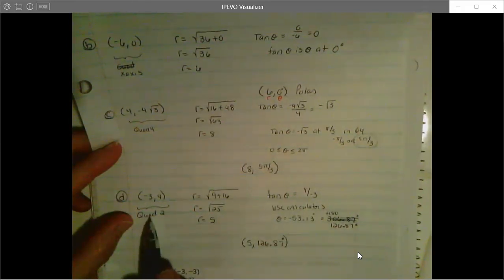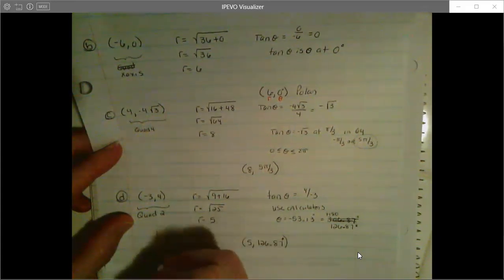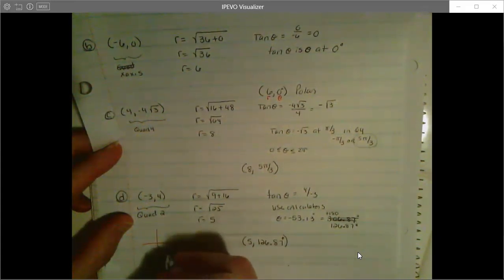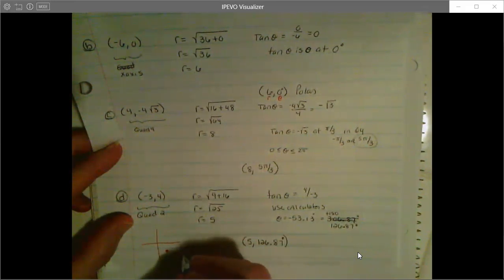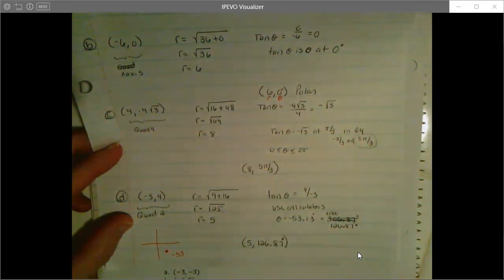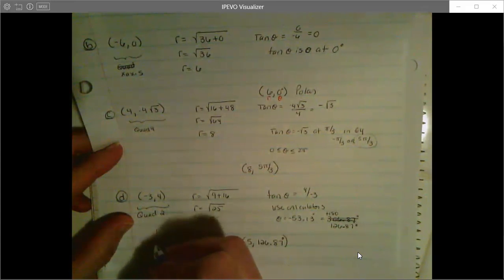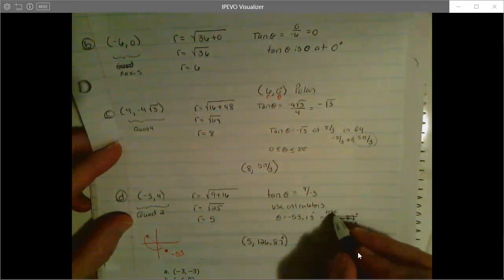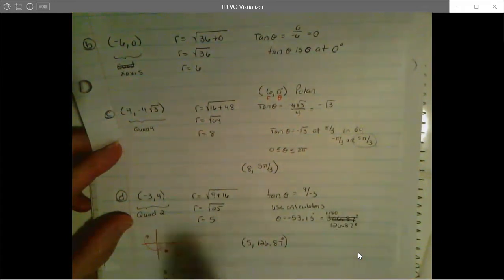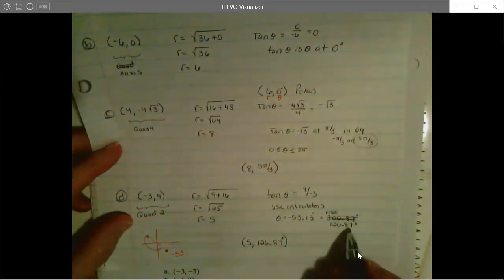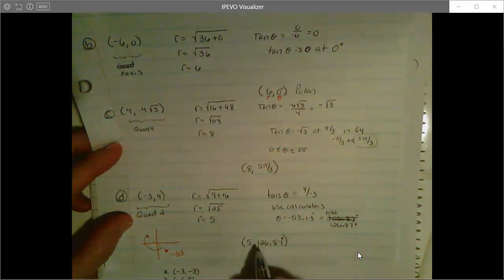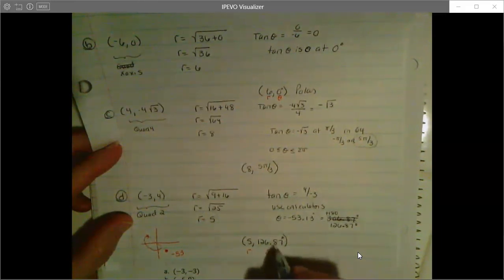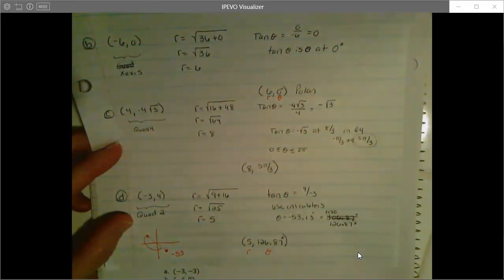But this is in quadrant 2, right? So I have to get a point in quadrant 2. So -53 is right here, right? Here's -53. I need a point in quadrant 2. So quadrant 2 is 180 degrees more. So I have to add 180 to that to get me into quadrant 2. So that's the 126.87. So my ordered pair is r equals 5 and theta is 126.87 degrees.